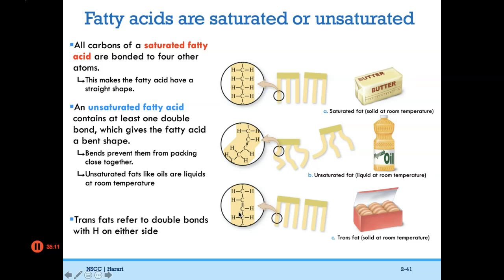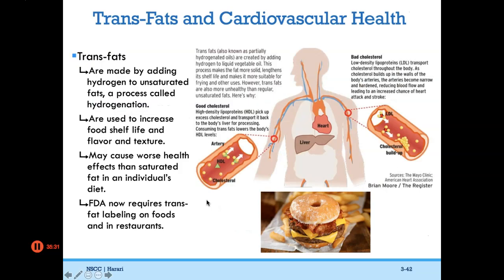Trans fats, I'll show you on the next slide, refer to special double bonds where there are hydrogens on either side. So this refers to a trans bond, whereas this is a cis bond, when you have hydrogens on the same side versus hydrogens on opposite sides. And this has some negative health consequences. A lot of companies that manufacture food, like junk food, try to add hydrogen to unsaturated fats using a process called hydrogenation. This makes the fat more stable, so it makes the shelf life longer. And a lot of times fats that are trans fat might taste better. So they might increase the flavor, the texture profile, or the food shelf life.